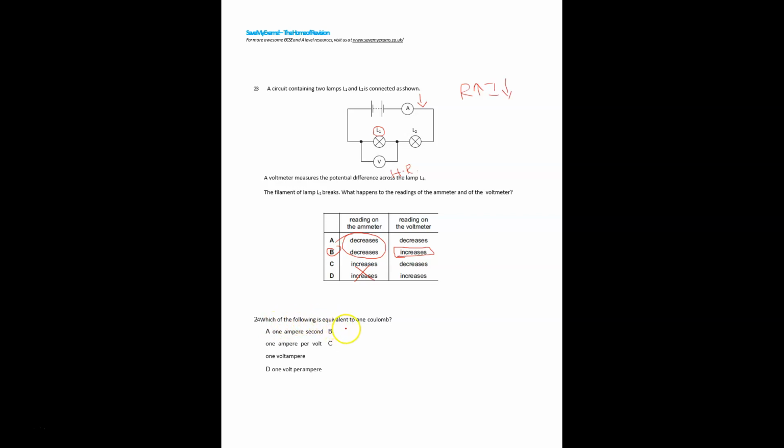Which of the following is equivalent to 1 coulomb? Coulomb is the charge. What is the formula? Q is equal to IT. What is the unit of charge? Coulomb. What is the unit of current? Ampere. What is the unit of time? Seconds. So 1 coulomb is equal to 1 ampere second. Next.